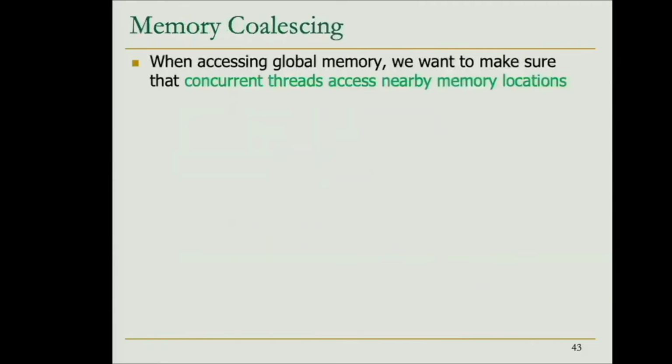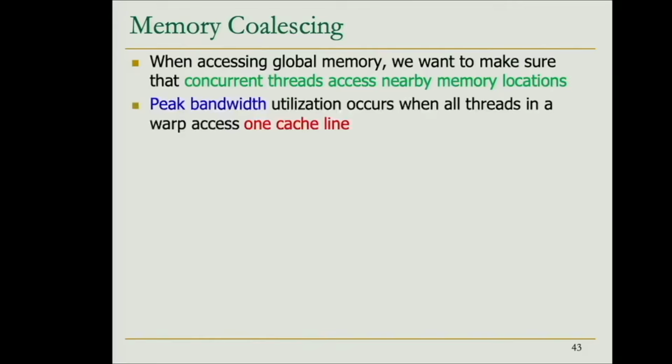Okay, second important consideration for memory access is memory coalescing. What does it exactly mean? It means that when accessing global memory, we should try to make sure that concurrent threads access nearby memory locations. That's the most basic definition of memory coalescing. And this is the way of achieving peak bandwidth, when all threads inside a warp access one single cache line.